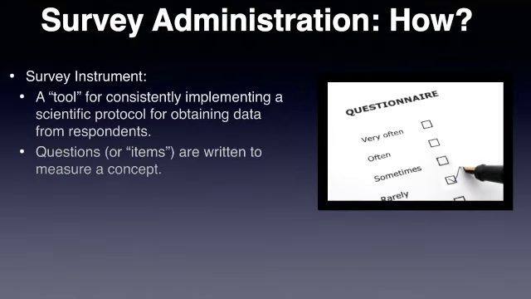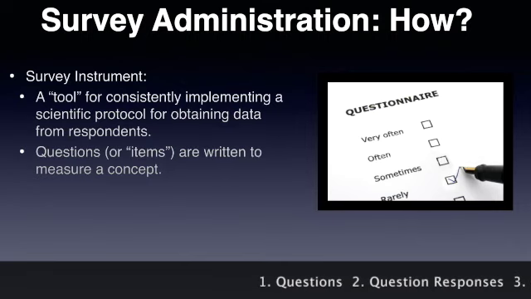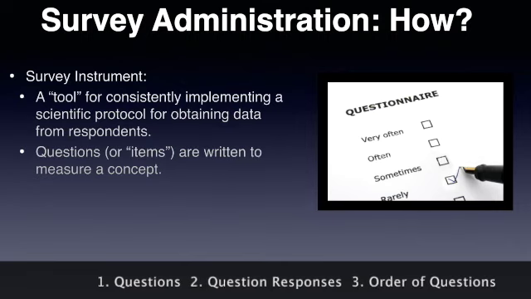So critical to the idea of survey research is the survey itself. We call this the survey instrument, and it's the tool that survey researchers and pollsters rely upon. The survey instrument is just the set of questions that respondents are going to be asked, the set of responses they're going to be asked to choose between, and the order in which we're going to ask those questions.